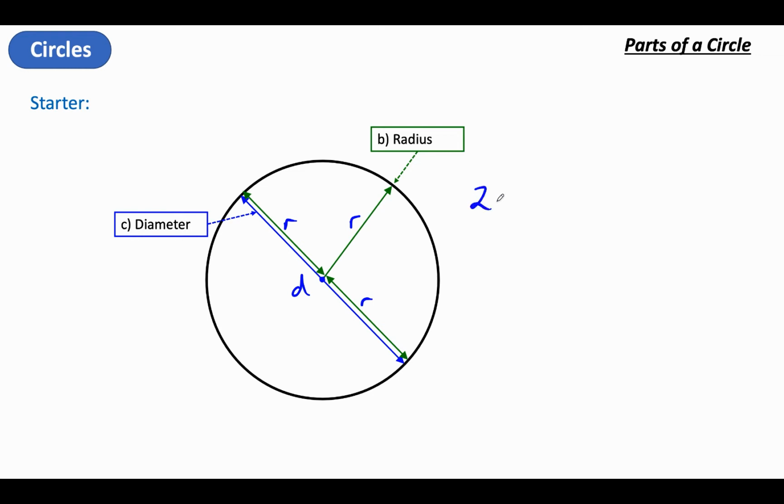So what we say here is that two radiuses is the same as one diameter. So if I know either of those, I can find the other one because one is double the other. You know, you need two radiuses to make up the diameter.